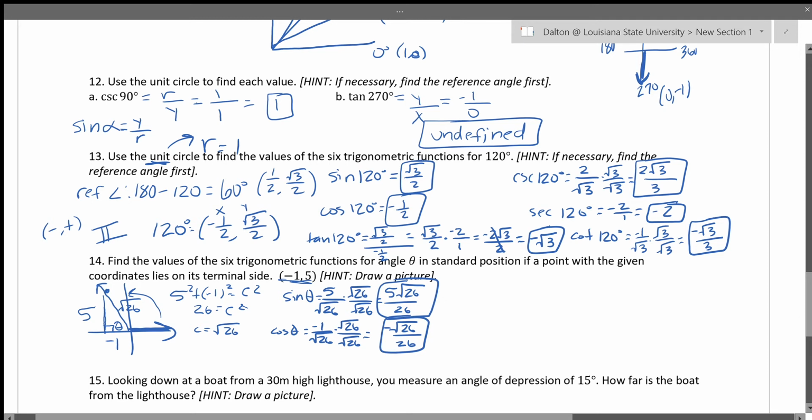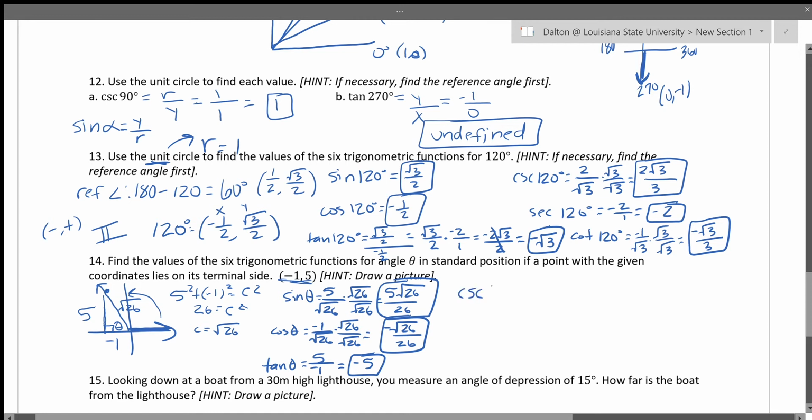And then lastly, the tangent. You could either think about it as y over x or opposite over adjacent. Either way, 5 over negative 1 simplifies to be negative 5. And if you can get the 3 basic ones, then the other 3 are going to be the reciprocals.